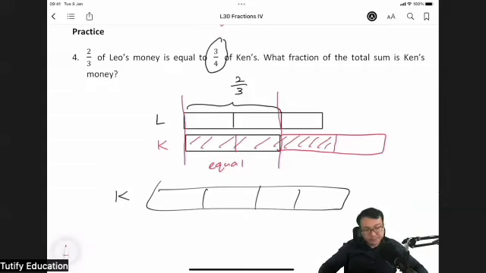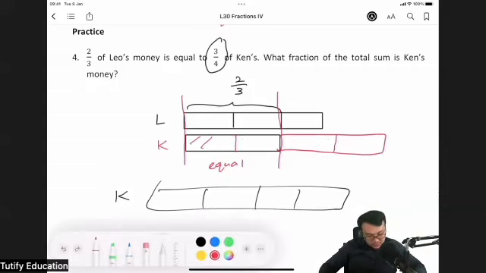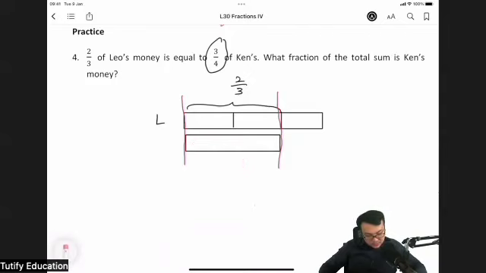3/4, is it still equal? No. So how many units should that be? 3 units. Yes, correct. Okay, so I should draw 3 units here. 1, 2, 3. But you already told me that Ken should have a total of 4 units, correct?